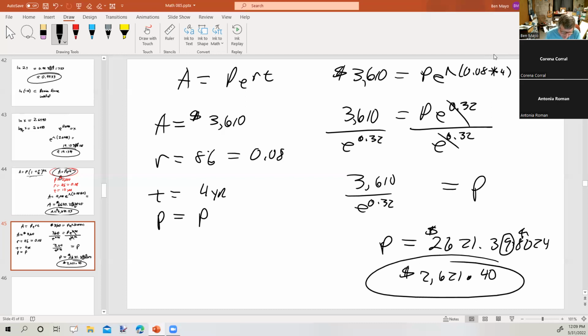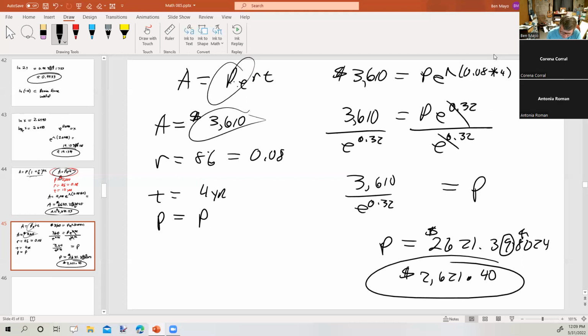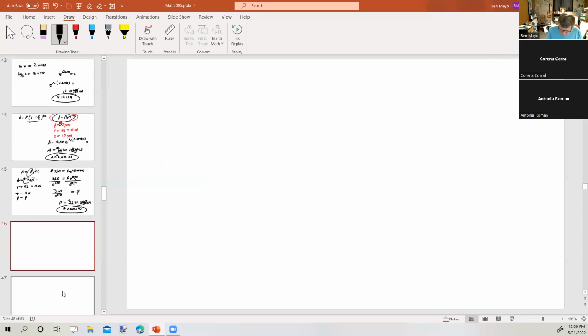Students often miss this problem because they don't read it carefully. They put the 3610 in for the beginning amount, but it's the ending amount. Okay. Any questions about that? No. All right. Next problem.